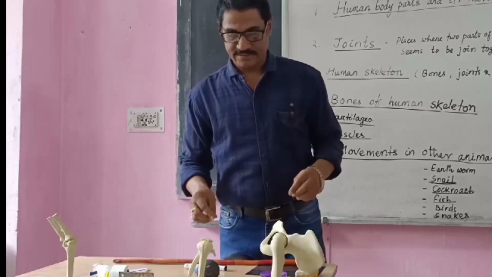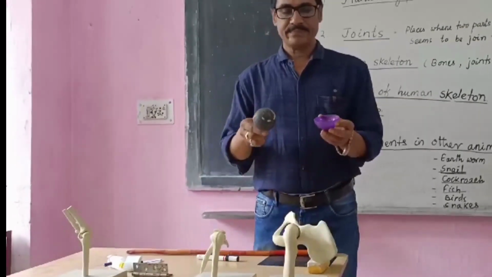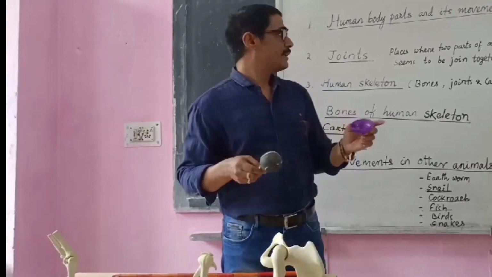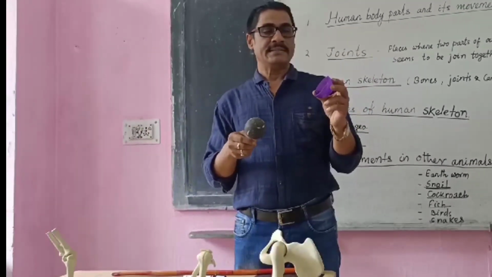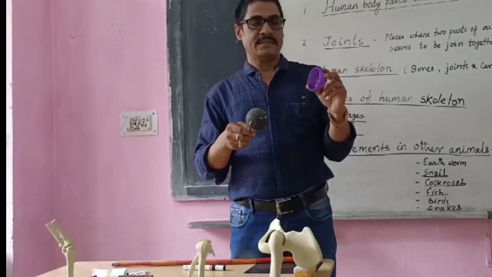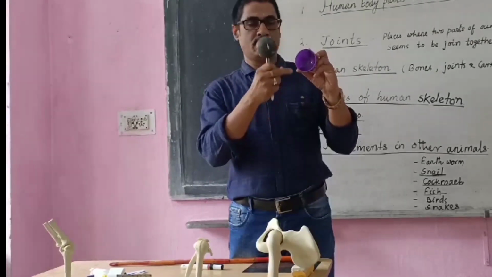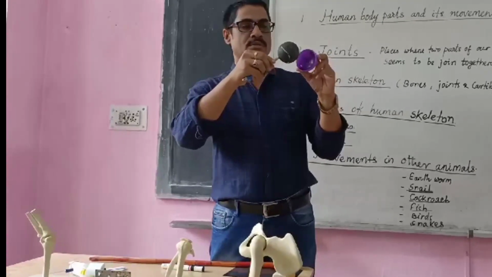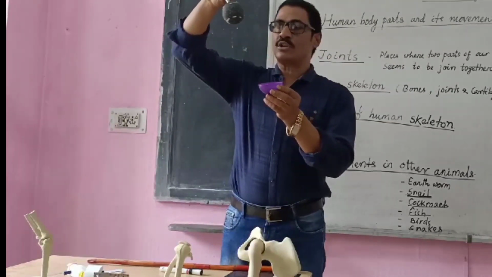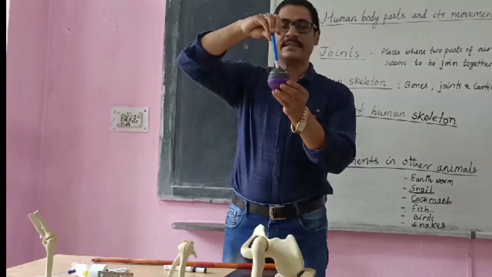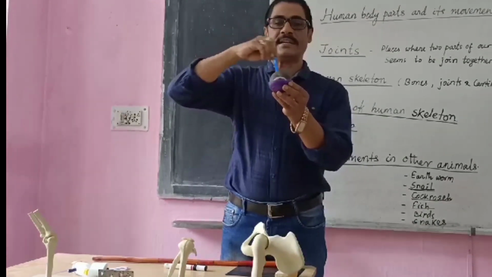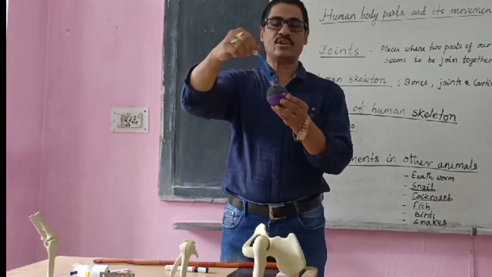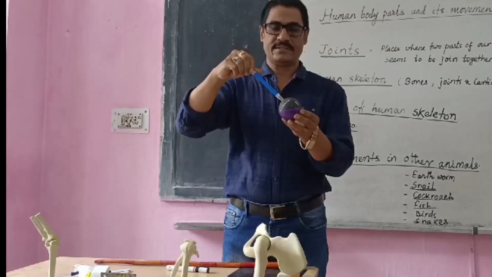How does it work? I have made an activity to show how the ball and socket joint works. You know that a ball and socket joint is a joint in which the rounded end of one bone fits into the cavity of the other. When the rounded end fits into the socket, this allows movement in all directions, that is in 360 degrees. This type of joint is known as ball and socket joint.